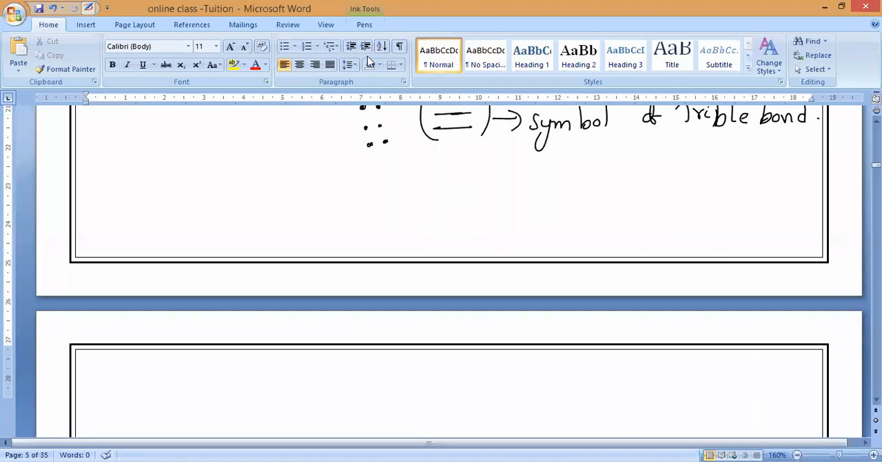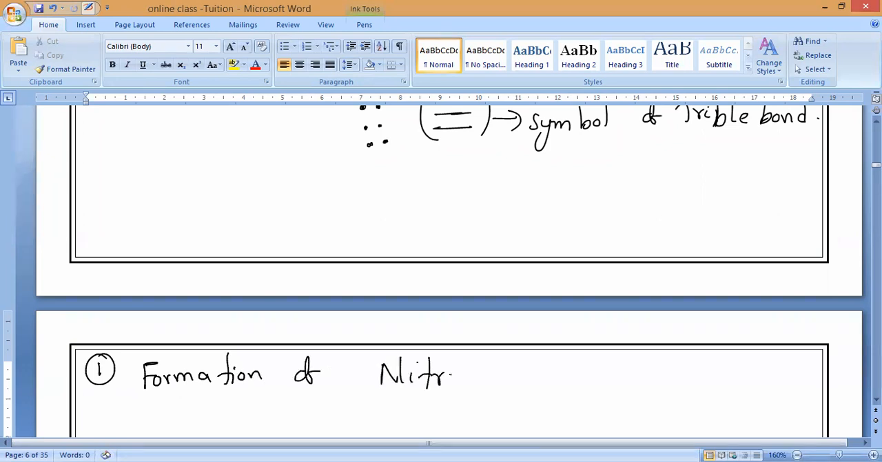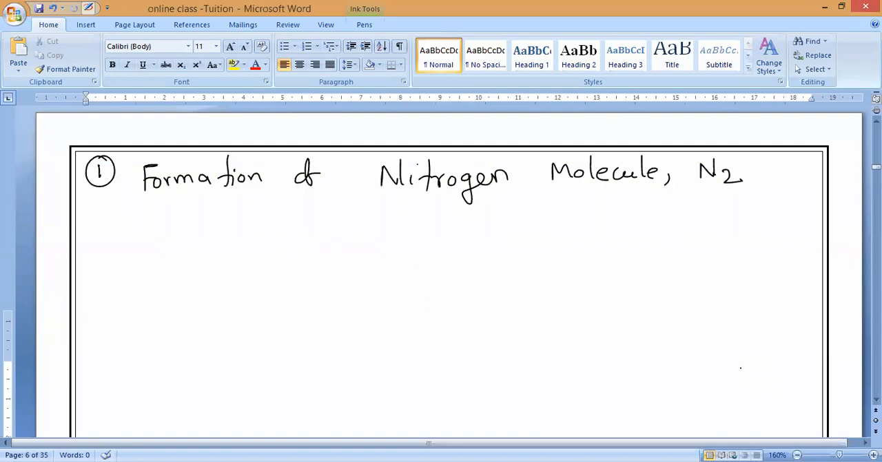So now, let us start with the examples. Example, first one. Formation of nitrogen molecule. So is a nitrogen molecule an element or a compound? A molecule of an element, sir. So N2, the nitrogen molecule, that is N2.